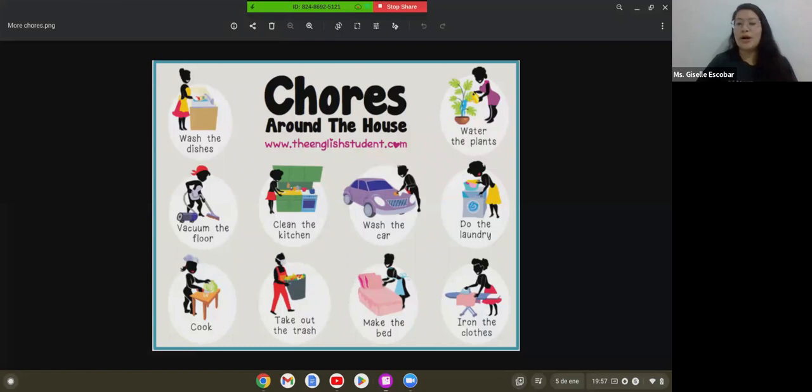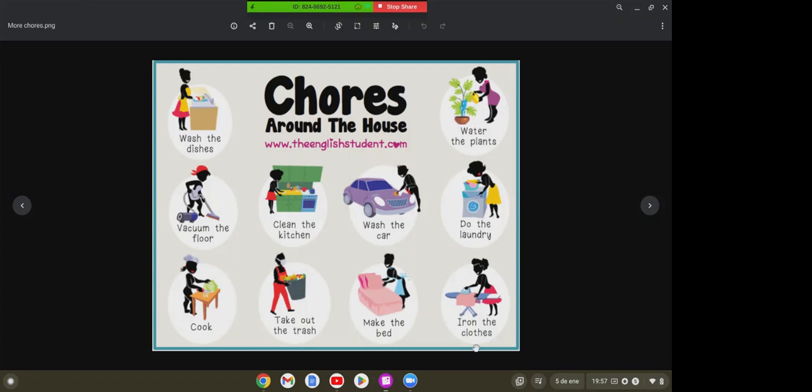Because those, we use those as the verb. Utilizamos eso como el verbo. So she waters the plants. She irons.